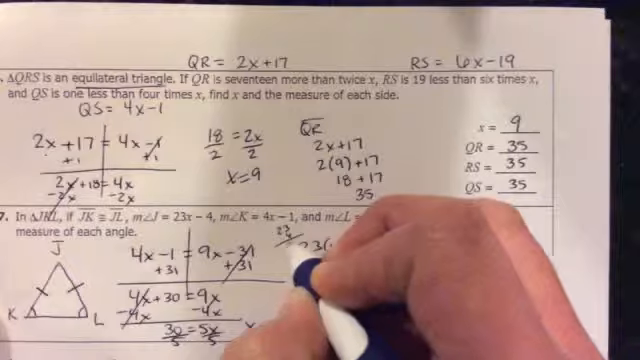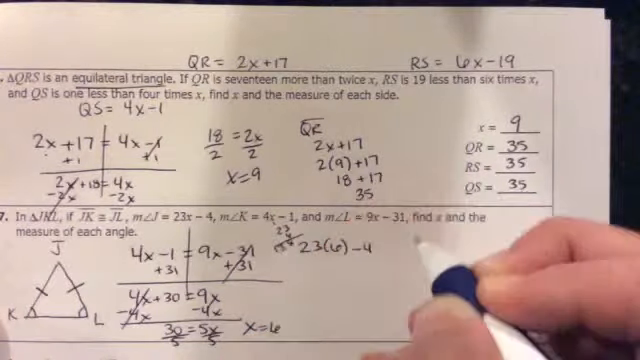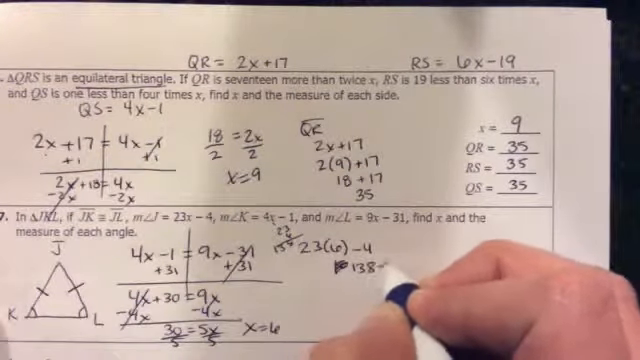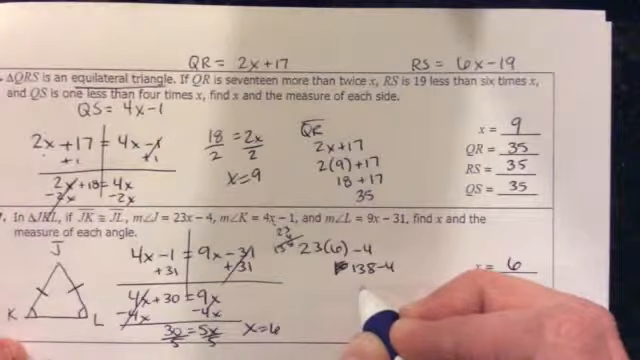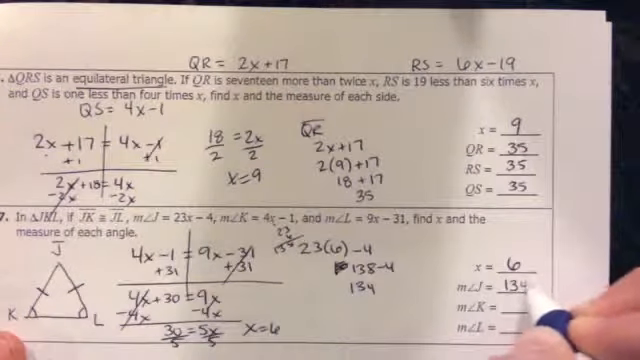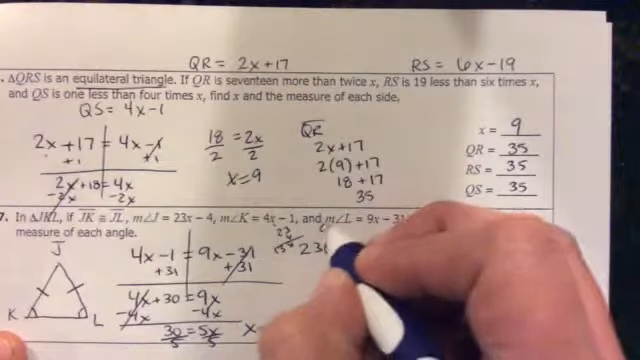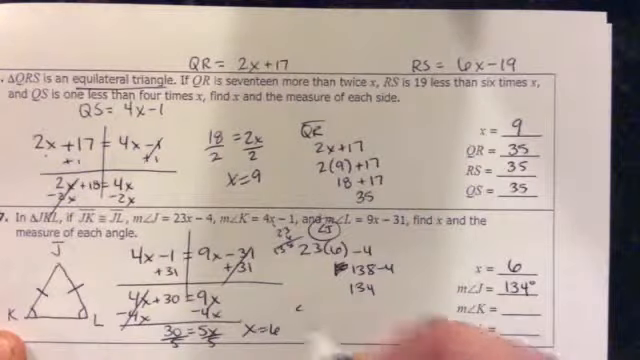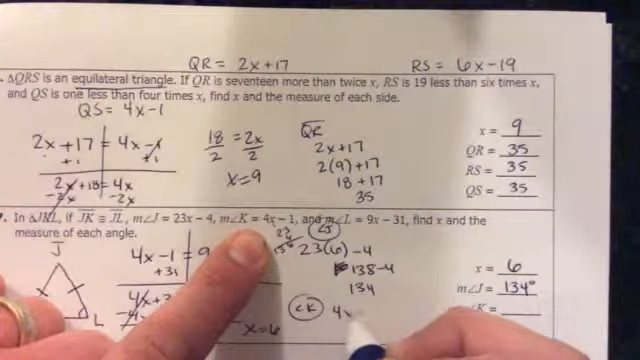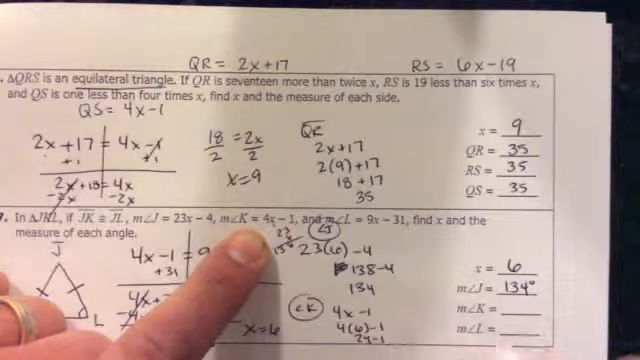23 times 6 is 138. 138 minus 24, that's going to be 114 degrees. Angle J, sorry, I'm getting all mixed up here. Angle K, let's do that one next. K is 4x minus 1. 4 times 6 minus 1. That's going to be 24 minus 1. It's 23.